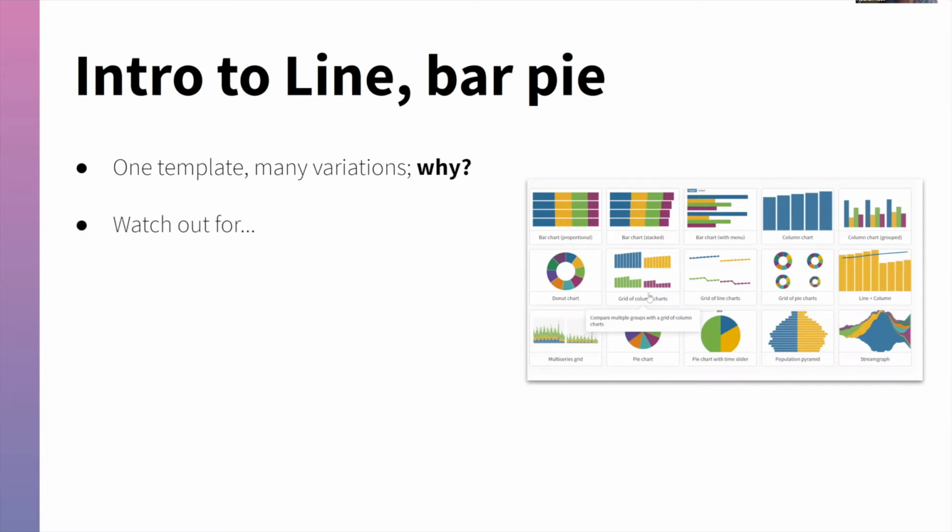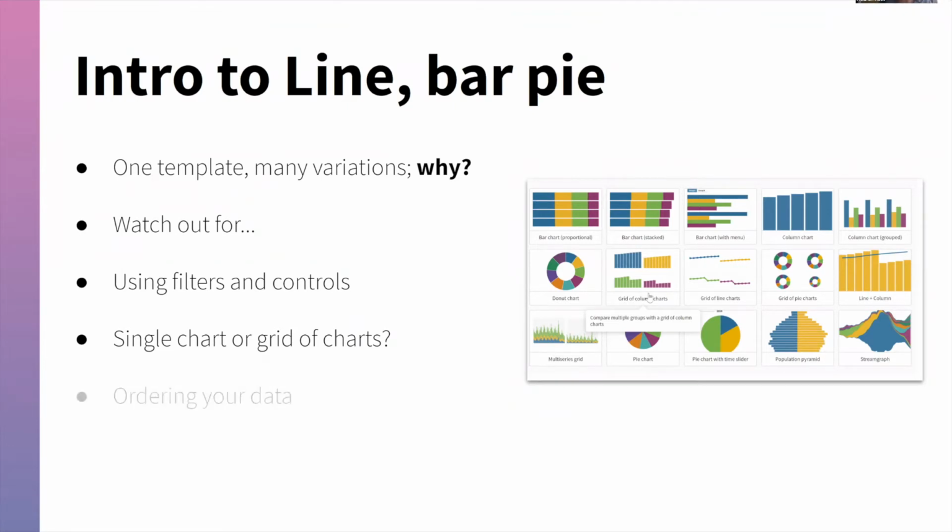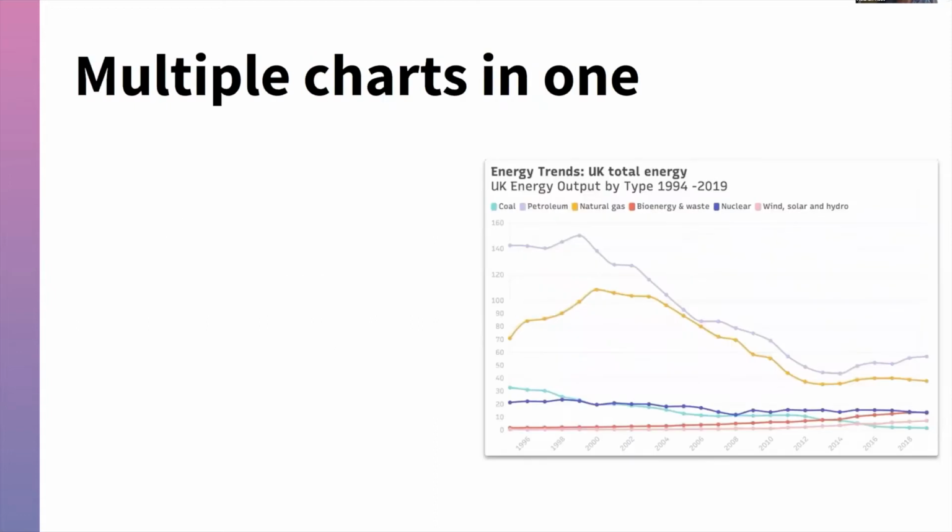A couple of little gotchas to watch out for that I think will make your life easier when working with this template. I'm going to briefly cover a new feature, really powerful in the template, with filters and controls, and show you how that can be used. Briefly, hopefully orientate you in the concepts of using a single chart or a grid of charts, and some light ideas as to when you might want to use those. Highlight another new feature, which is the ability to order your data.